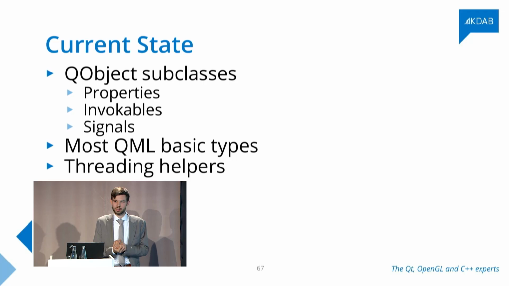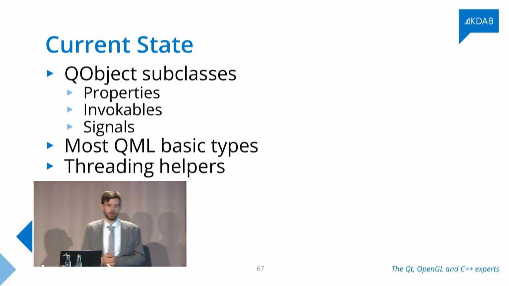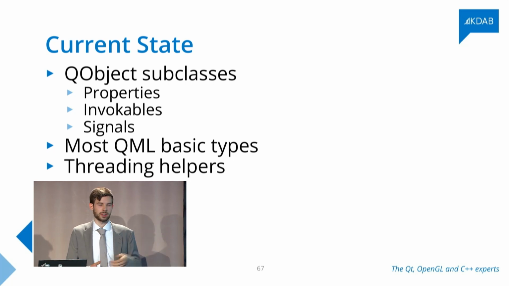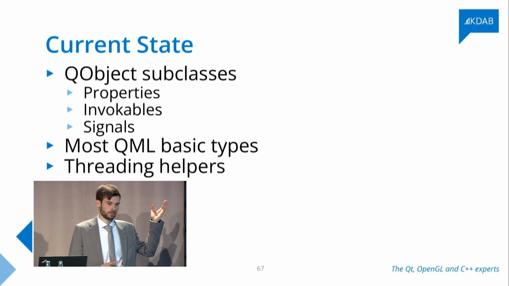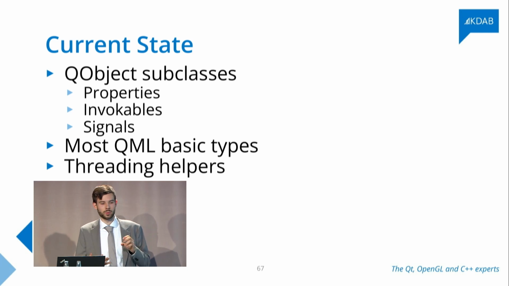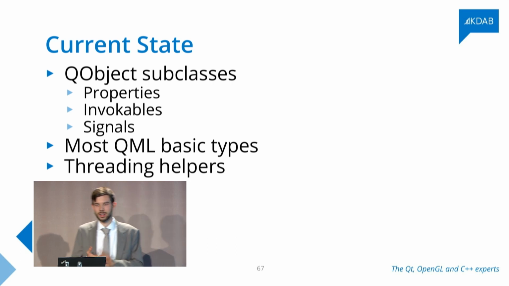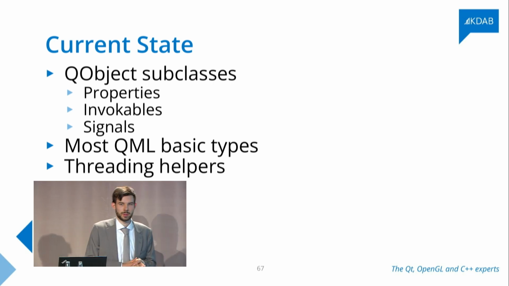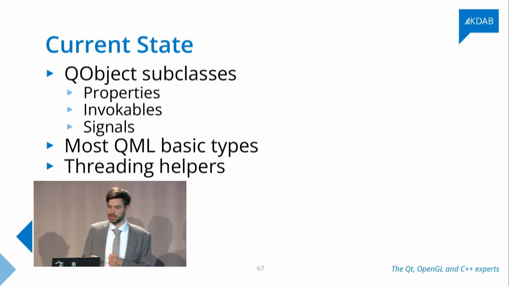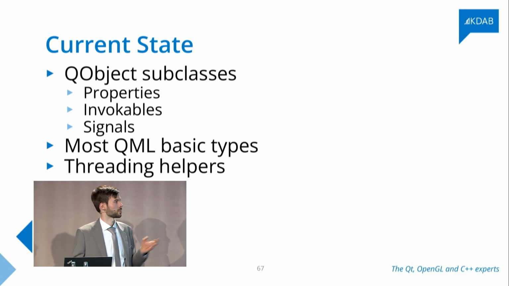And the current state is that we're still very much in the early phases of all of this. All the code that you saw does compile, it does run, but that's also basically all we have at the moment, which is we can do a QObject subclass, and we can do all the important things, which is properties, invocables, and signals. We also have a library for most basic QML types, so you can access your string, your color, and your date time, and whatever basic type you might need, as well as the aforementioned threading helpers that make it so that you can't accidentally shoot yourself from multiple Qt threads and have Rust be all unhappy about it.